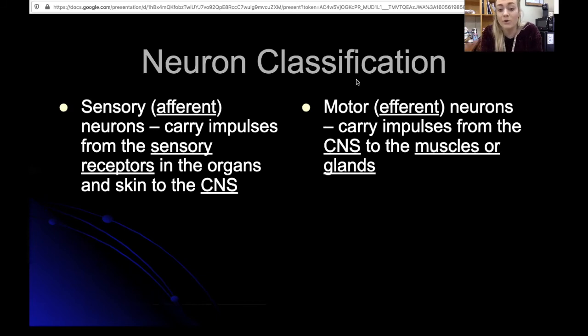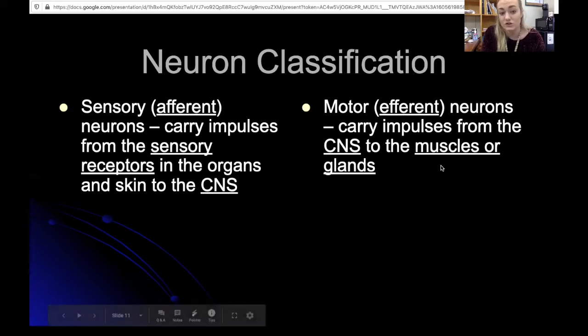So you can think that motor makes the motion. Sure, why not? Motor makes the motion. Sensory takes the senses. So that's pretty much the difference between the two of those. If you need me to re-explain those, please let me know. I definitely want to make sure we understand the difference between these two neuron classifications.